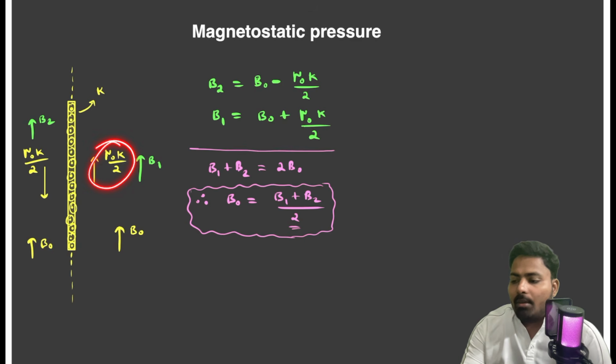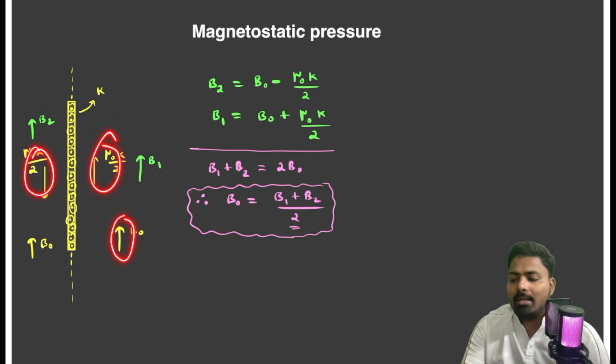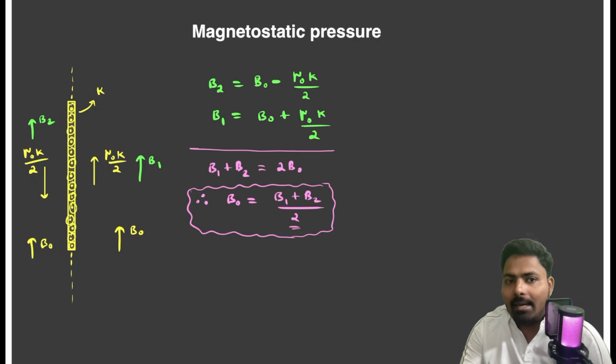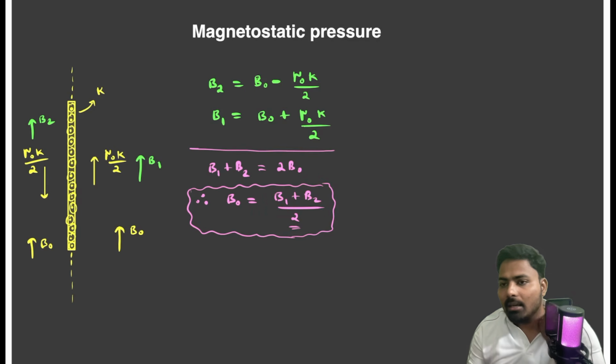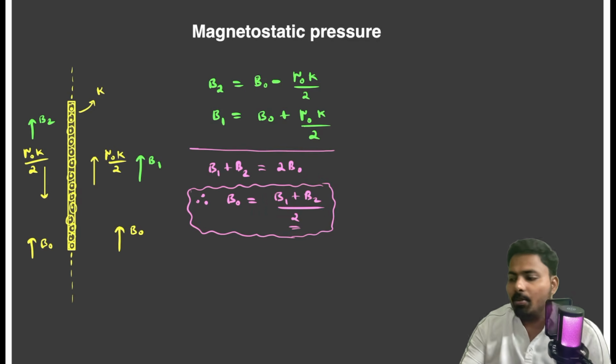And this mu naught K by 2, you need to understand, is the field because of the sheet itself, right? So we can call it a self field, and B naught is the external field. Whereas B1 and B2 are the net magnetic fields. So we have found the external magnetic field in terms of the net magnetic field that is present on either side of this sheet. Okay, so I hope it is clear.